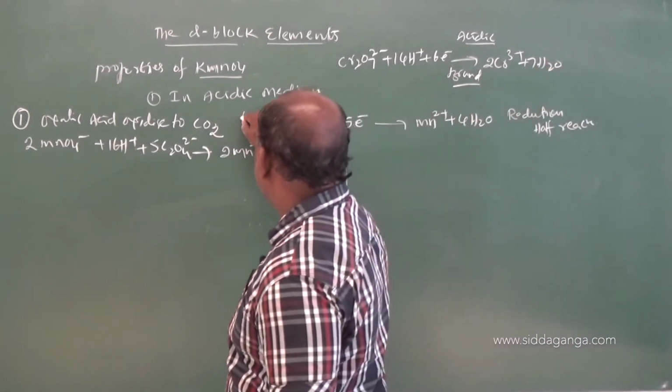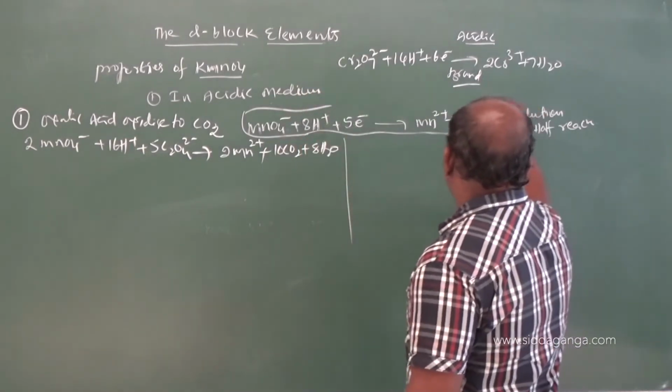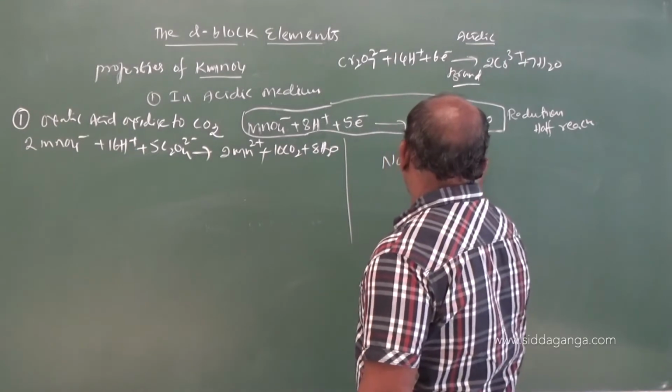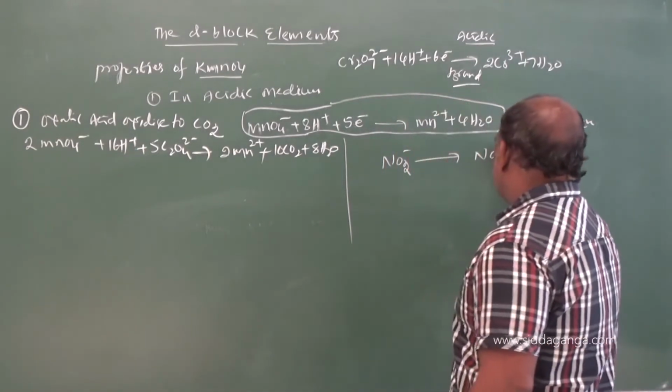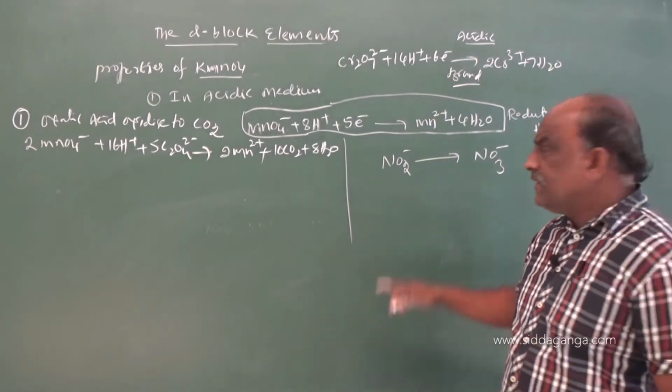This is the branded equation. Give one special box, one design box for this branded equation. Second one: NO2 minus oxidized to NO3 minus.